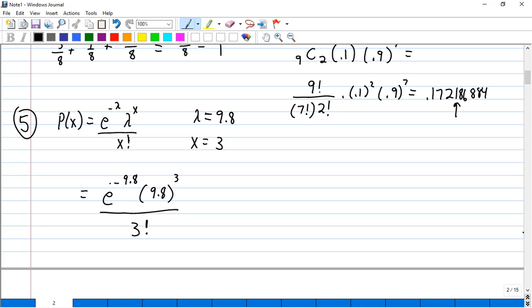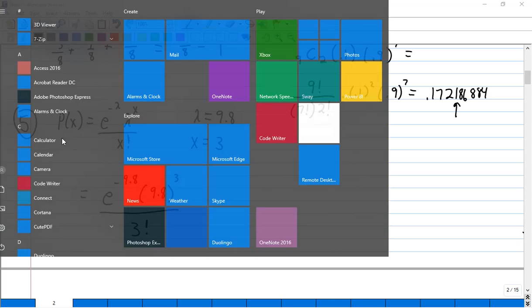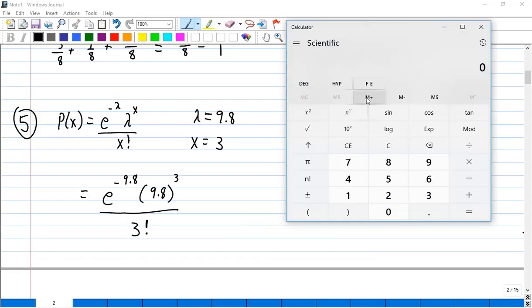Now some of my students have an issue pushing all this in the calculator at once. So if you need to, type in e to the negative 9.8 first. Even just the regular Windows calculator will do this. If you have it in scientific mode, there's an e to the x button. So if I type in 9.8 and make it negative, and push that, you can see that it's a really small number because this is in scientific notation right now, times 10 to the negative 5 power.